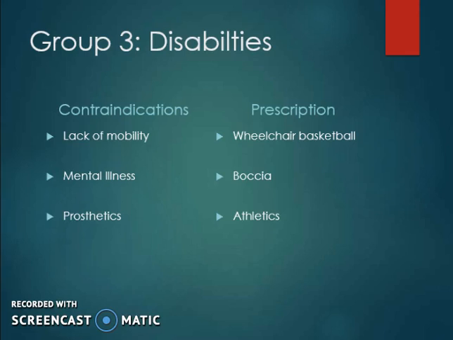Also, if you have a mental illness where you may not be able to think properly, or may have spurs, or are just unable to do a lot of other activities where you may harm other people, a good game to play would be bocce, as all you need to do is aim and use the ball or ramp to take your shot. Prosthetics could be another contraindication, and if you have prosthetic limbs, you could still take part in athletics, as there are competitions in place for these types of activities.